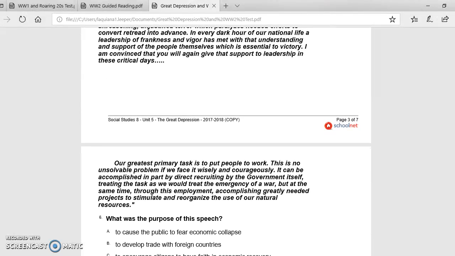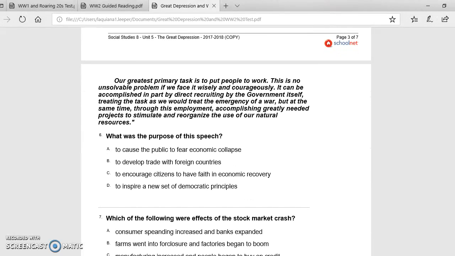So this continues, it says, our primary task is to put people to work. This is no unsolvable problem if we face it wisely and courageously. It can be accomplished in part by direct recruiting by the government itself, treating the task as we would treat the emergency of a war, but at the same time, through this employment, accomplishing greatly needed projects to stimulate and reorganize the use of our natural resources.